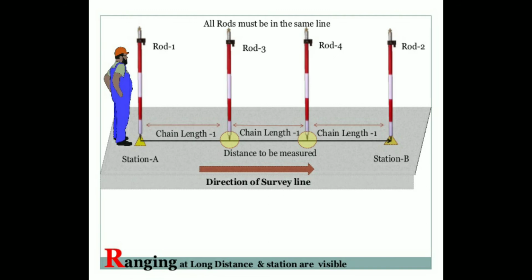Here ranging is shown as a diagram where we have the surveyor standing at station A and locating points toward station B, where we have two independent intermediate points located in between, rod 1 and 2, rod 3 and rod 4, where all the four rods should be on one straight line, called ranging. Ranging is done at long distance, making the station visible. All the rods must be on the straight line.